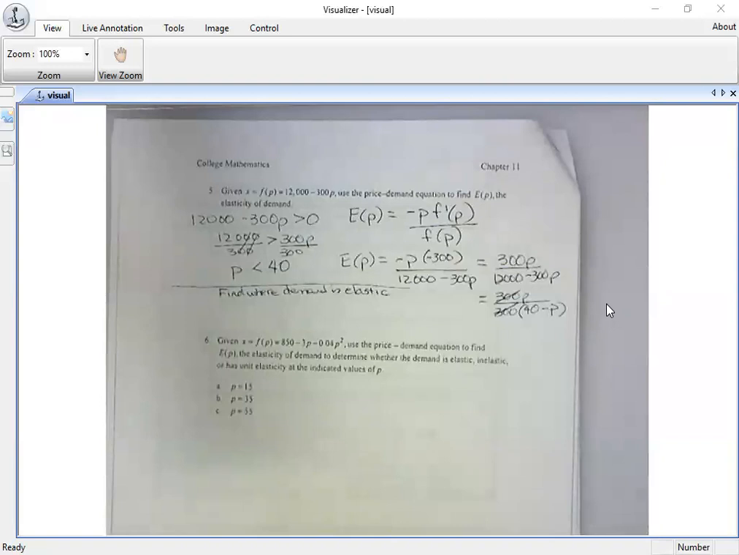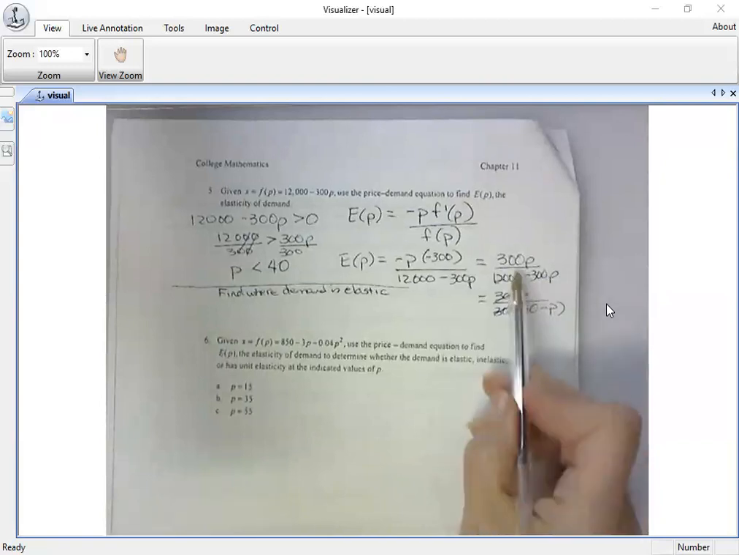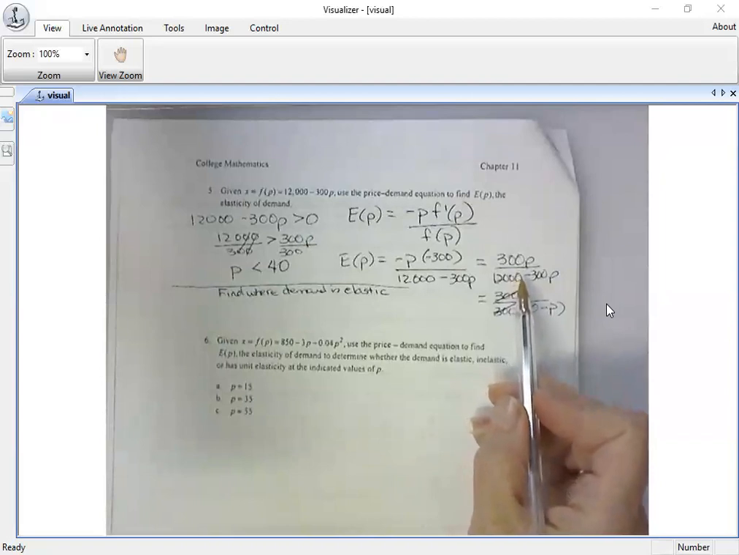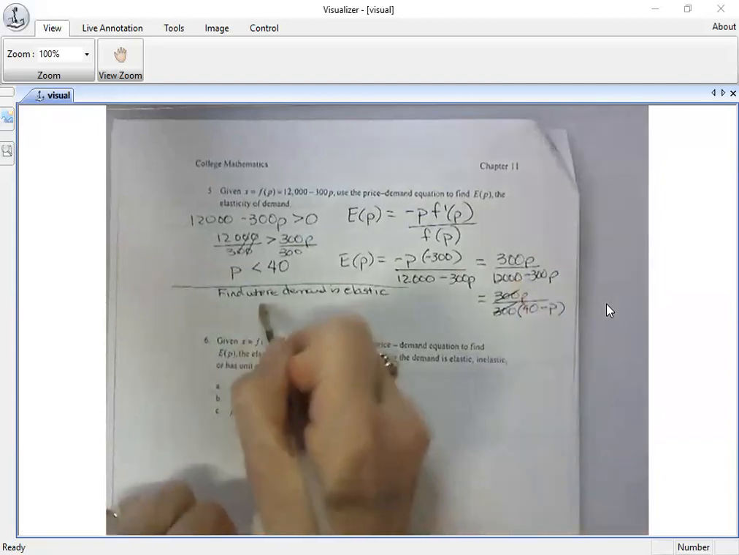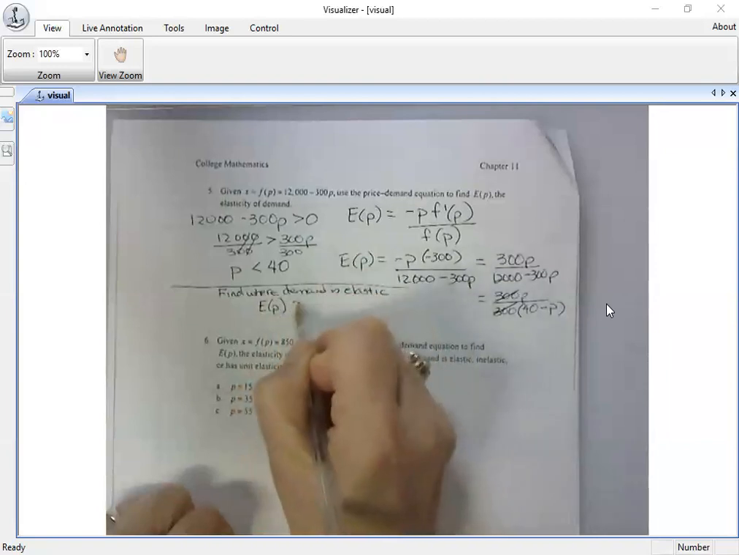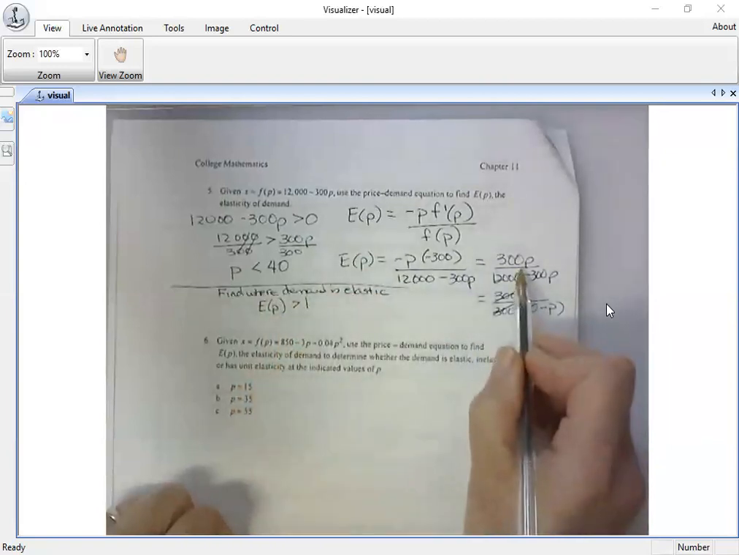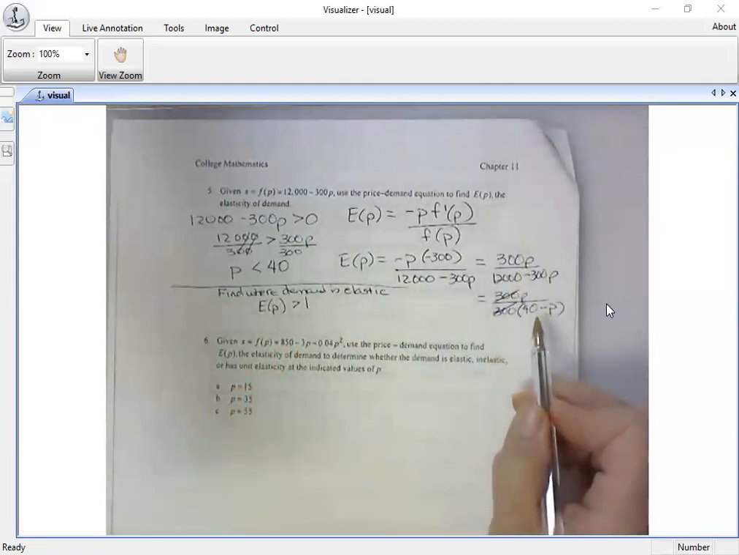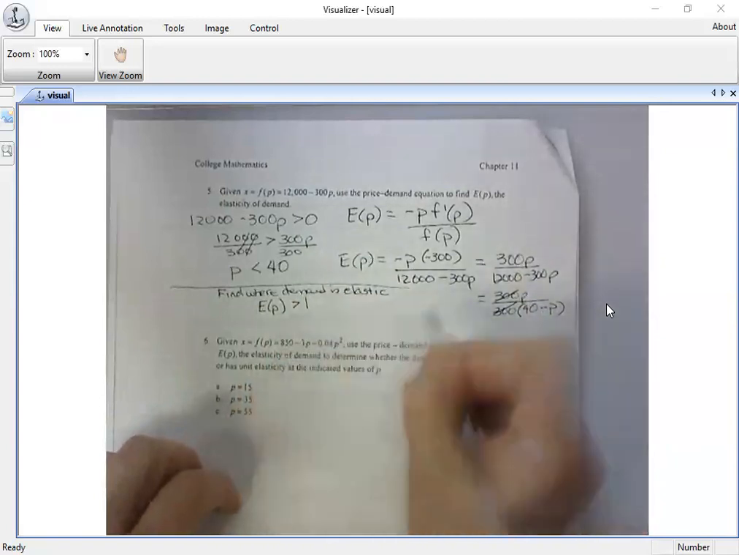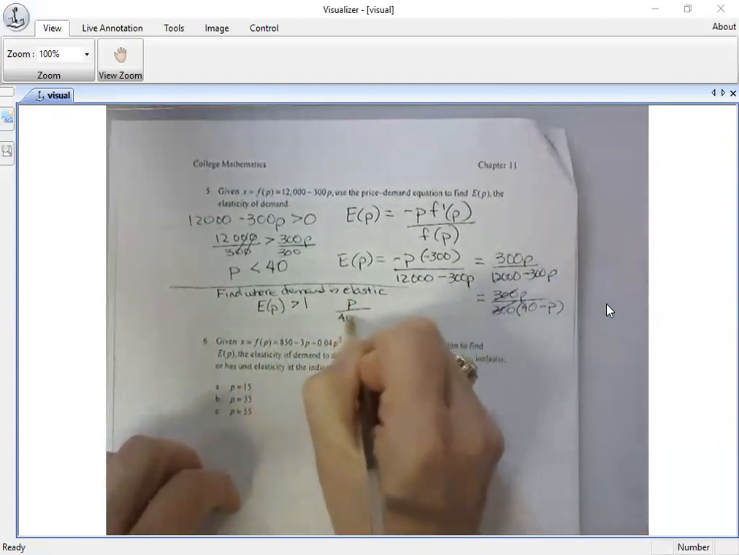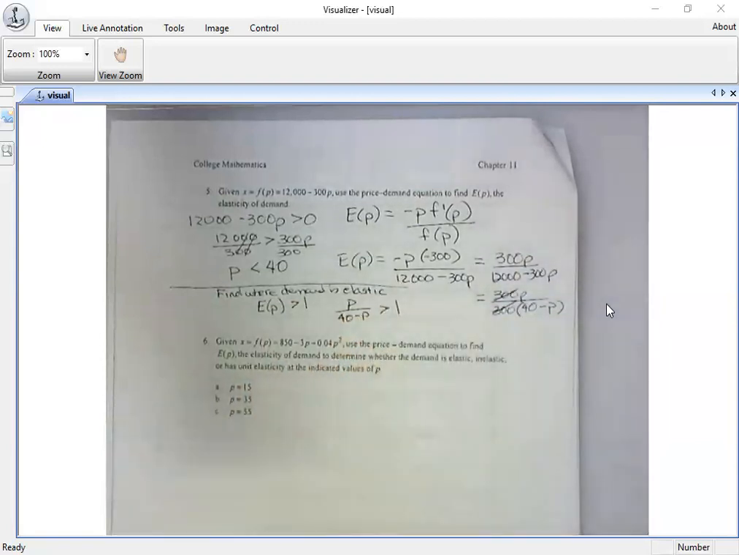All right. Now, in order to find this, I want to know when this equation is what value. Do you remember? Is it when it's exactly one or when it's greater than one that it's elastic? There you go. We're going to take the equation we just found, and we want to find when it is greater than one. Now, we can either use this one or we can use the reduced down form. So if I take the reduced down form, that means my P over 40 minus P, I want to know when it's greater than one. Think about proportions. Think of this as 1/1. What would be the next thing I would want to do in order to simplify?